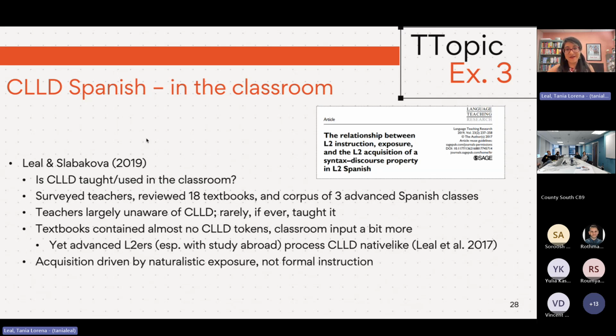So the takeaway here is that the acquisition of the structure seemed to be driven by naturalistic exposure, really not by formal instruction, because the formal instruction wasn't happening. They weren't teaching it. They didn't think it was worthy of instruction. They didn't use it. And they still got it, which is amazing.